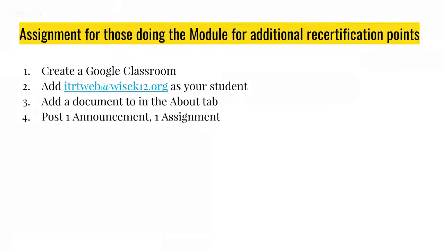You can do a fake syllabus. You can do a worksheet. Whatever you want to do, you have to add something to your About tab. Number four, you have to post one announcement and one assignment. Once you do that, we'll go in, sign in to ITRT Web. We'll go in as your student, and we'll check individually whether or not you guys have done that, and we'll give you your credits.